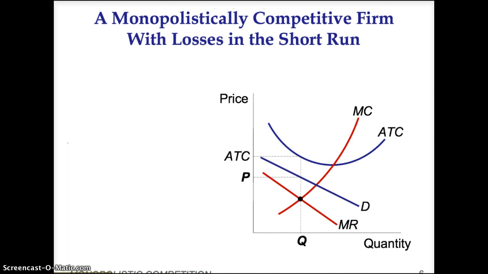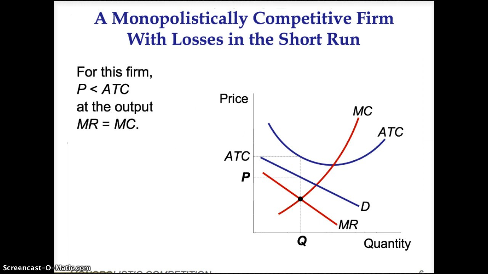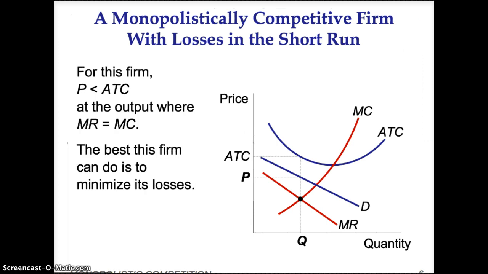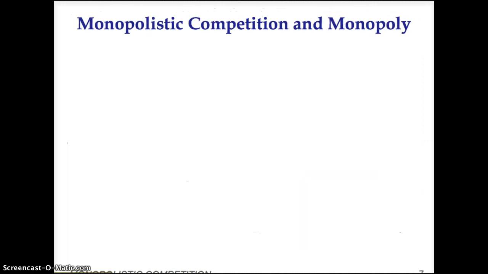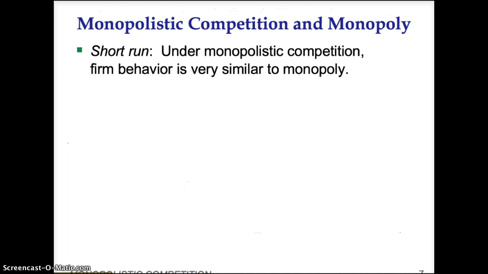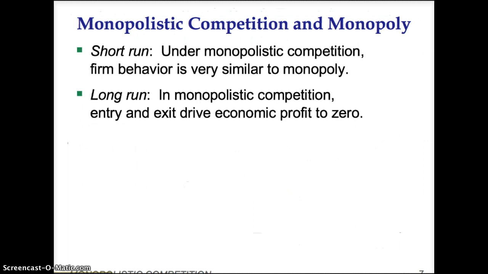A monopolistically competitive firm can also incur losses in the short run. For this firm, price is less than average total cost at the output where marginal revenue equals marginal cost. The best thing for this firm is to minimize its losses. In the short run, monopolistically competitive firms behave very similar to monopoly due to the downward sloping demand curve. In the long run, monopolistically competitive firms behave more like perfectly competitive firms due to free entry and exit that drive economic profit to zero.